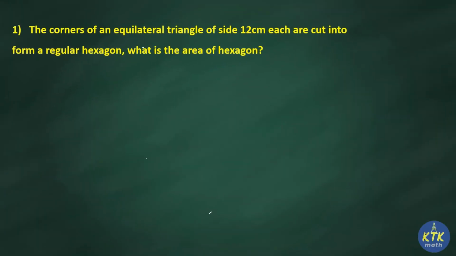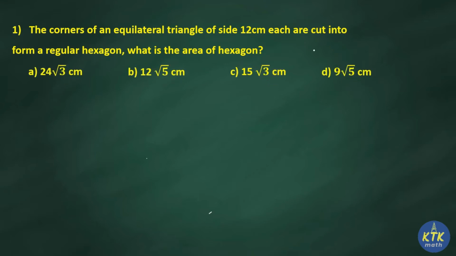First question: the corners of an equilateral triangle of side 12 cm each are cut to form a regular hexagon. What is the area of the hexagon? So options are given there. Equilateral triangle and corners are cut to form a regular hexagon.